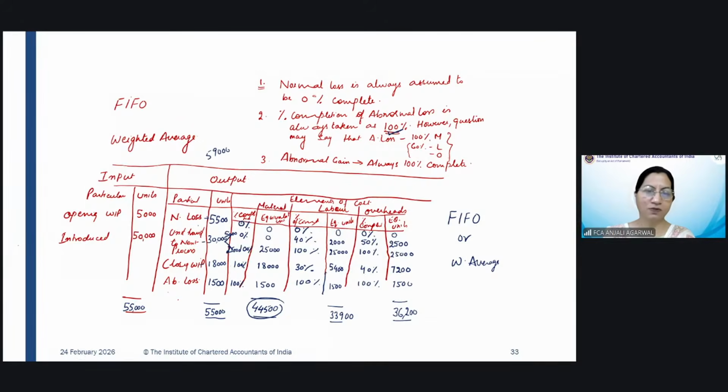So once again, normal loss is always 0%. Abnormal loss is 100% if no specific mention of completion is given. And closing WIP it is always given. For units completed, we divide it into two. Something wrong? Did I calculate wrong? Wait a minute. 25 and 18, 44,500. 27 and 5, 32,400, 33,900. Okay.